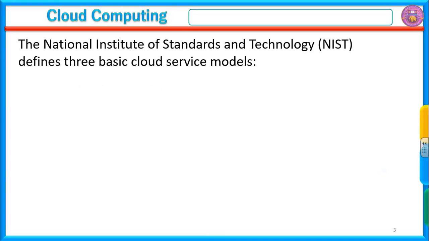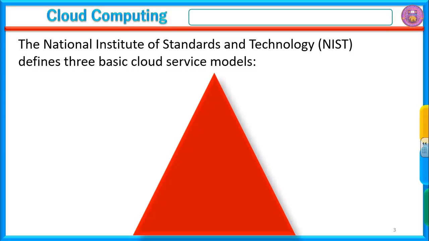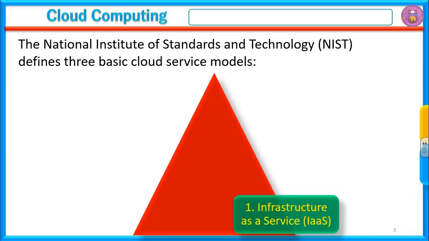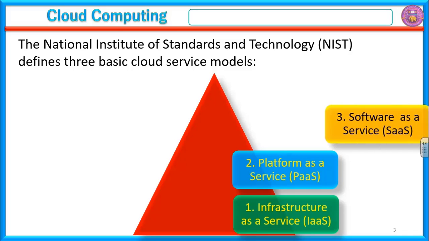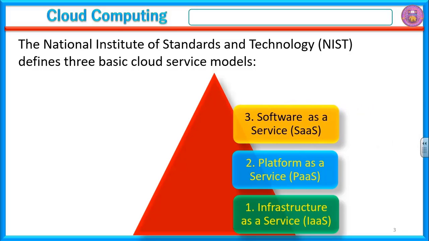The National Institute of Standards and Technology, NIST, defines three basic cloud service models. The first one is Infrastructure as a Service, IaaS. The second one is Platform as a Service, PaaS. And the third one is Software as a Service, SaaS. Let us look at what these cloud service models provide.